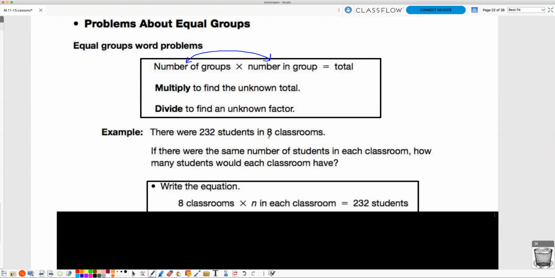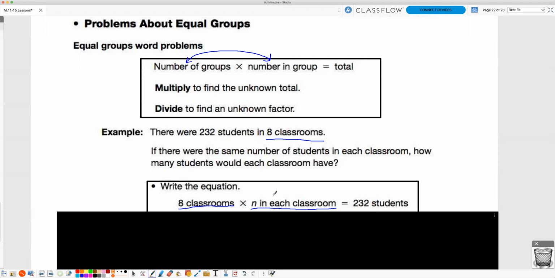We have 8 classrooms, which represents the number of groups. 8 classrooms is the number of groups. So each group is a class. And we don't know the number in each group, so we put n for the unknown. We're just using a value from the alphabet. We'll just use the letter n for the word number. And then we've got the total, 232 students.